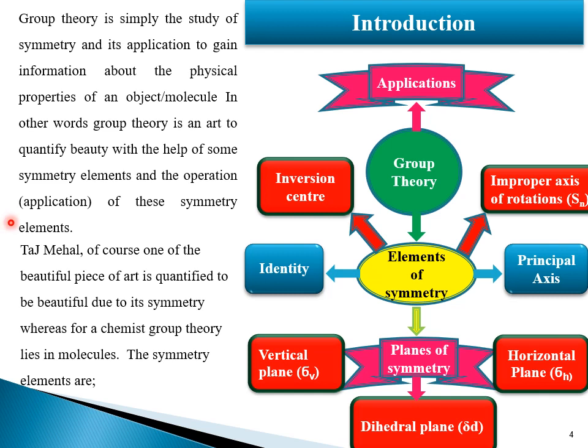Okay, but here in chemistry we'll be talking about a molecule. The symmetry elements, as you can see, are the ones discussed earlier. The main symmetry elements are principal axis, improper axis of rotation, inversion center, identity, and plane of symmetry. Well, actually group theory can also quantify beauty with the help of symmetry elements.